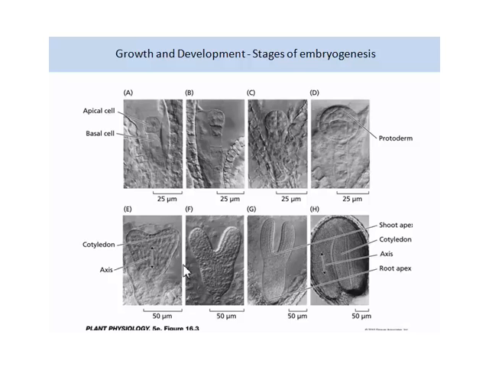This is then followed by elongation process and is eventually complete with the production of the mature stage. You will note in the mature stage it contains the shoot apex, the cotyledon, the axes, and the root apex.